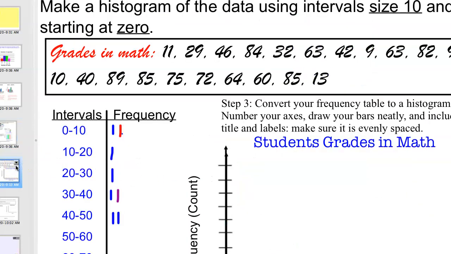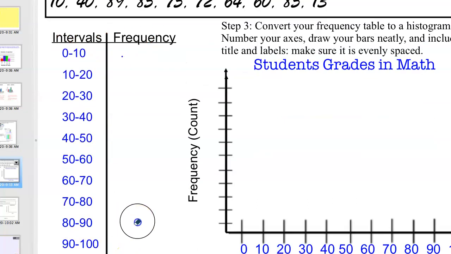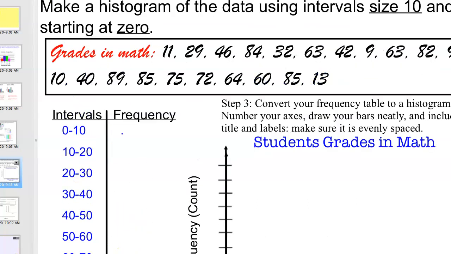So we're going to create a histogram together. If you'd like, you can go ahead and take out a piece of paper and do this with me. We're going to create a histogram on test grades in math. So these are all the test grades that you received on a test. They are fake. You did not really receive these grades. But let's say that you received these grades in math class, and we're going to create a histogram on them.